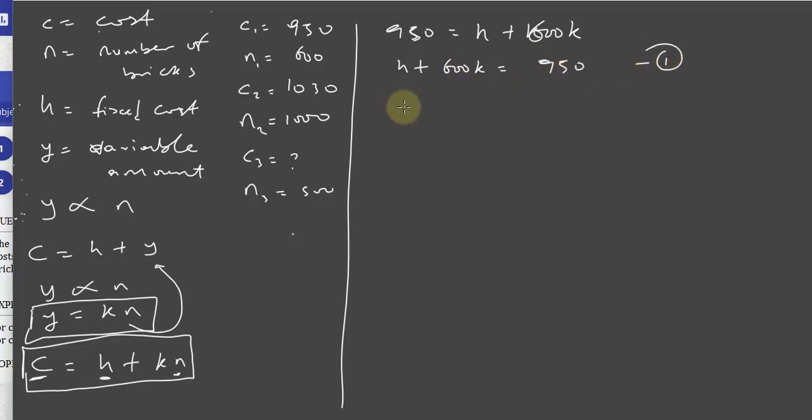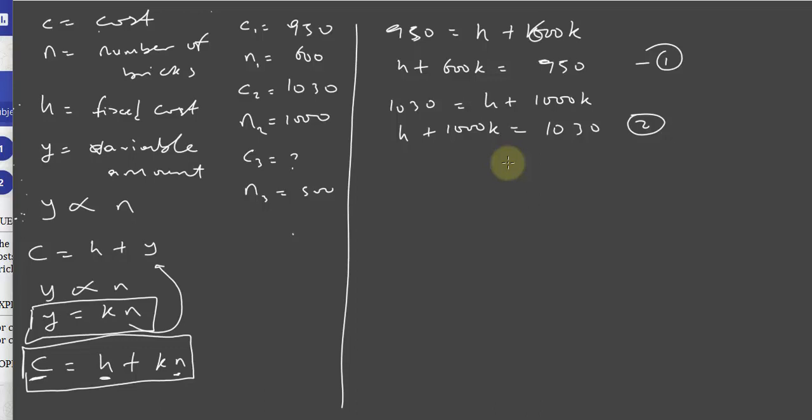Then to get the second equation, you plug in the value of c when it's 1,300. We have our number of bricks, which is n, as 1,000. So this is 1,000k. Then you can rewrite it this way: h plus 1,000k equals 1300. So this is equation 2. So now we've got the two equations, we can solve for h and k.